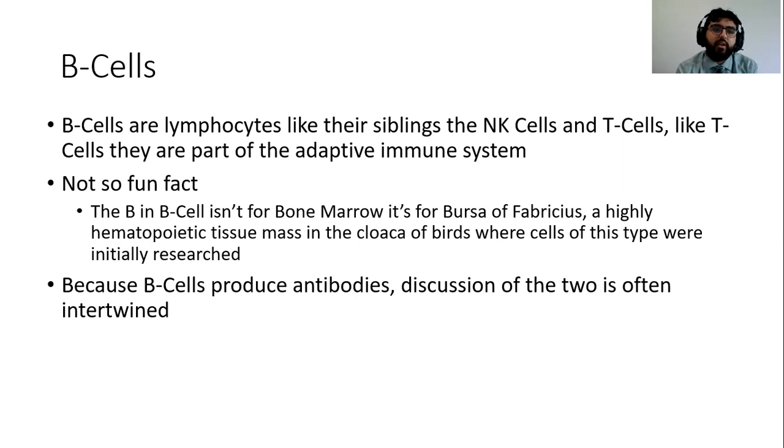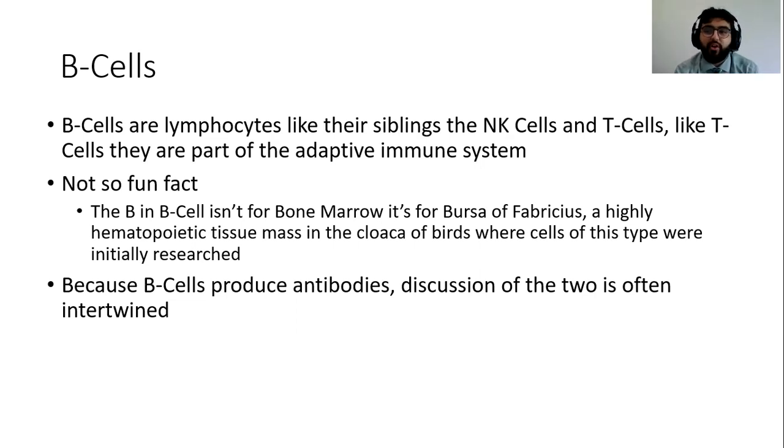Now the B cell has a misconception that B is for bone marrow. It's actually for bursa of Fabricius, which is an organ near a bird's rear end that's very highly hematopoietic, and the B cells are called that because B cells were first studied in this organ of birds, right? So the more you know, right?